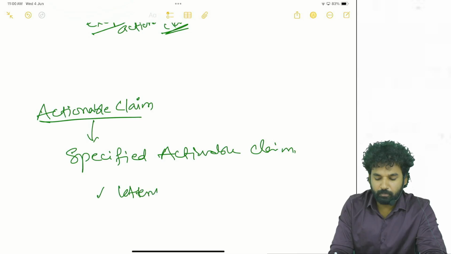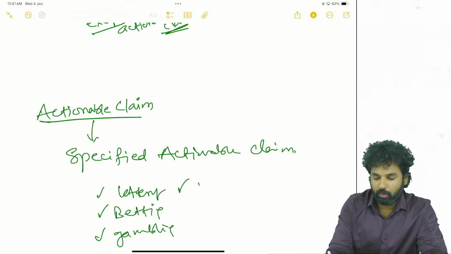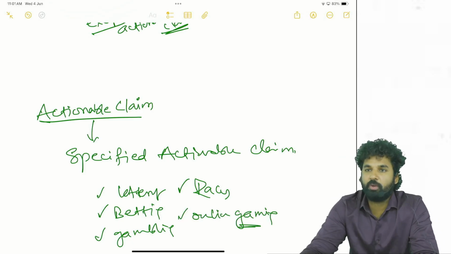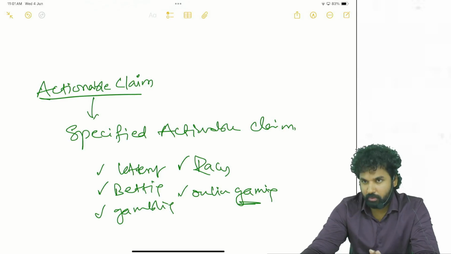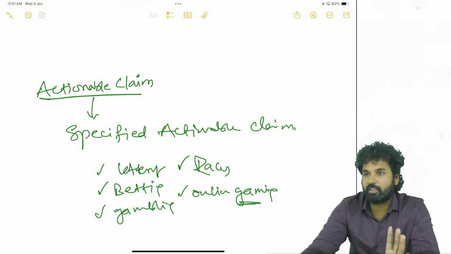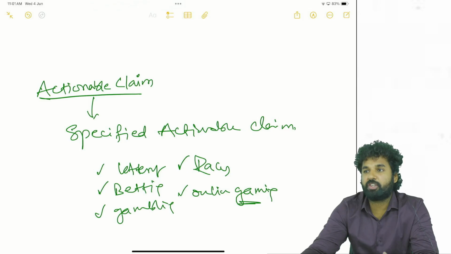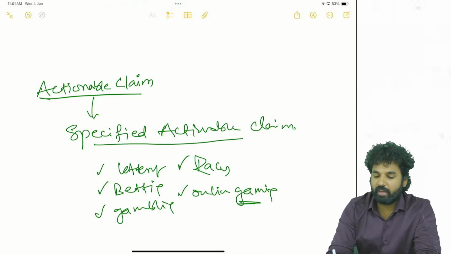Lottery, betting, gambling, horse races, online gaming. All these come under specified actionable claims. So whenever a person is dealing in actionable claims, that will not attract supply. Whenever you are dealing in a specified actionable claim, then only supply will come. You got it? A specified actionable claim.